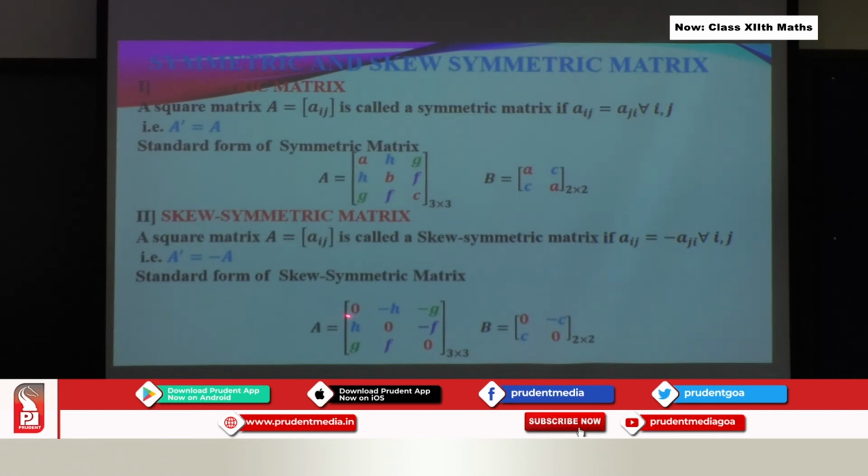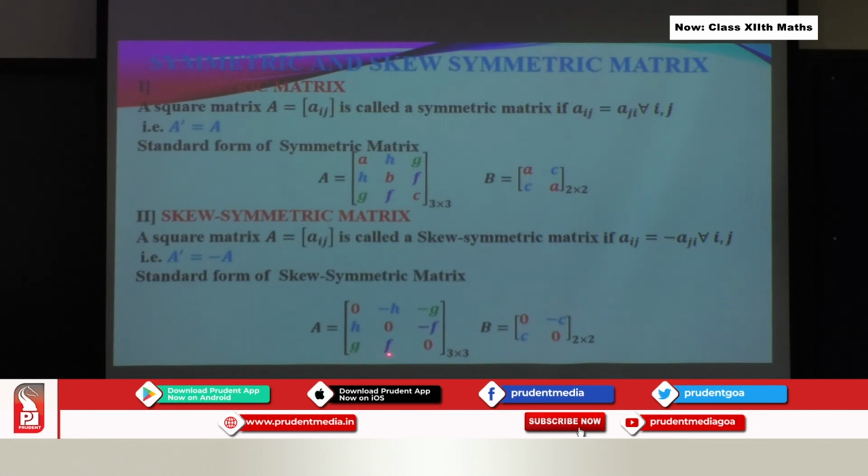What I said, along the principal diagonal, all the elements are 0, which I marked in red color. And here see these two entries, one is the negative of the other. Look at this, H minus H. Here it was H, same, but here it is minus H. Here it's G, so here it is minus G. Suppose here it is G, then here it will be minus G. So whatever entry you have, the negative of the entry will come over here.